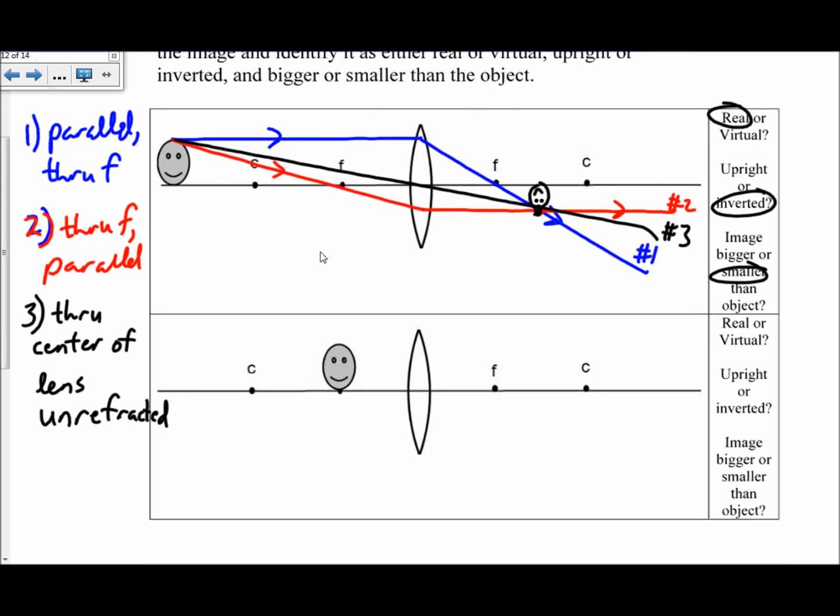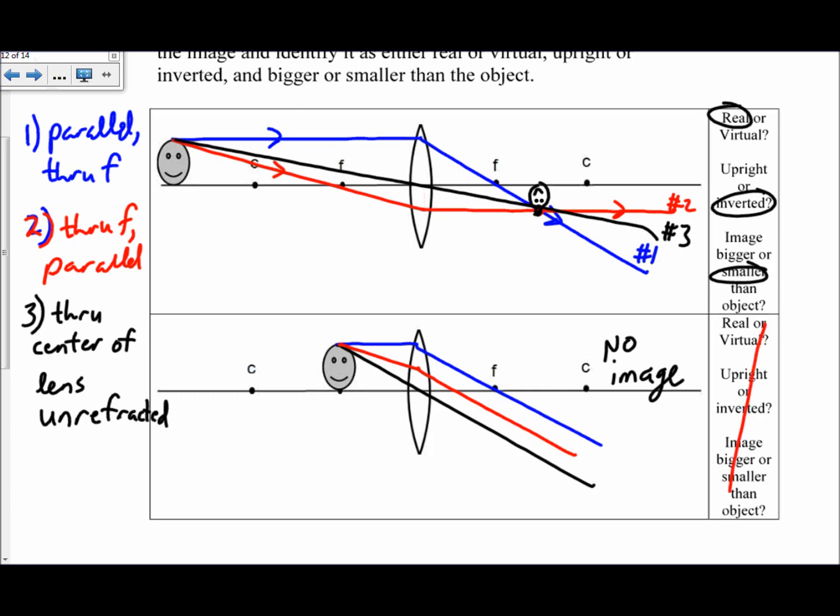Here my object's at the focal point, so you can imagine what it's going to be. Going to be no image at all. Parallel through the focal point, and then through the center of the lens. I can't draw the second one because it's at the focal point. Those two rays are parallel, so there's no image. In fact, I could draw in any number. I could draw in another ray here, and it would also be parallel. All those rays are going to be parallel to one another. No image. And so these questions are moot.